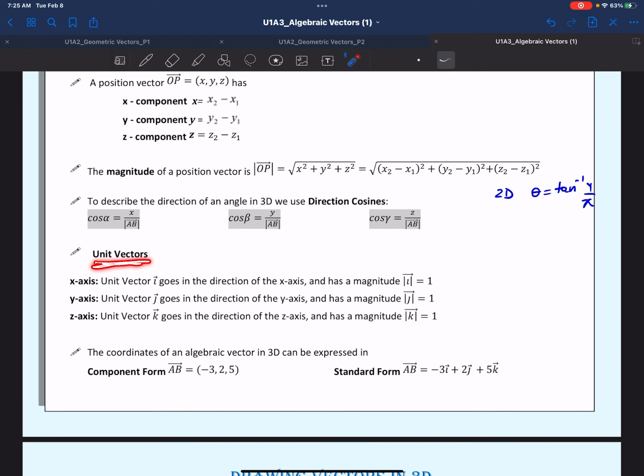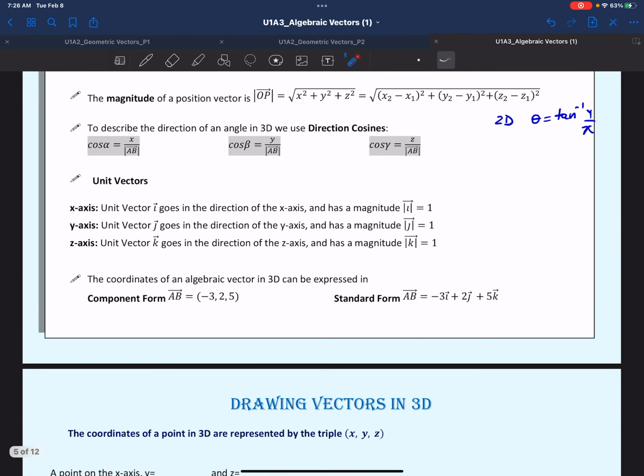Now, just like in 2D, in 3D, we use unit vectors to describe any algebraic or position vector. So we're going to have not just two, like in 2D, but we have a third unit vector. So for x-axis, unit vector still i all the time, y-axis is j, and for z-axis, the unit vector is called k. So a vector in 3D can be described in component form, which means just the coordinates. So component or coordinate form means the same thing. Or in standard form, which is expressing a vector in terms of the unit vectors.